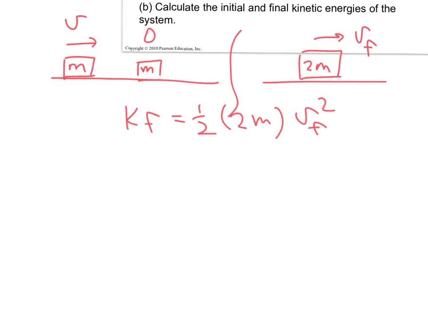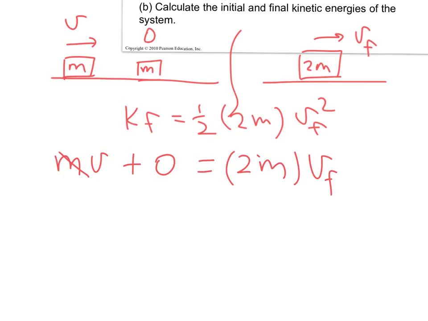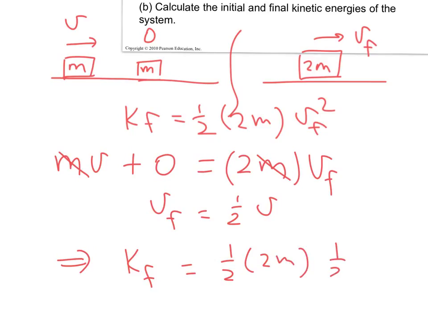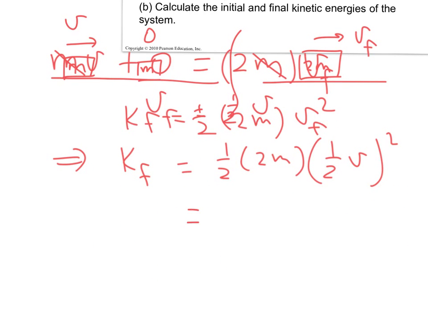Now, how do I find v final? I use conservation of linear momentum. Momentum before impact is m times v plus m times 0. That must be equal to my momentum after, which is the total mass, because there's only one body, total mass 2m, times v final. You can divide both sides by m, and you get that v final is 1/2 the initial speed. Therefore, K final is 1/2 (2m)(1/2 v) squared, and if you work it out, this is equal to 1/4 mv squared.